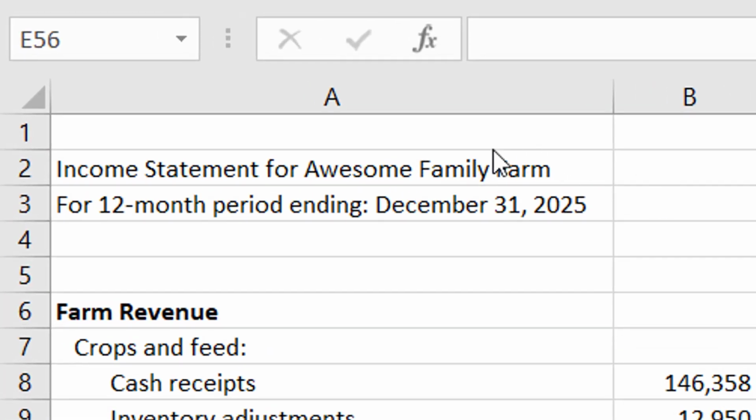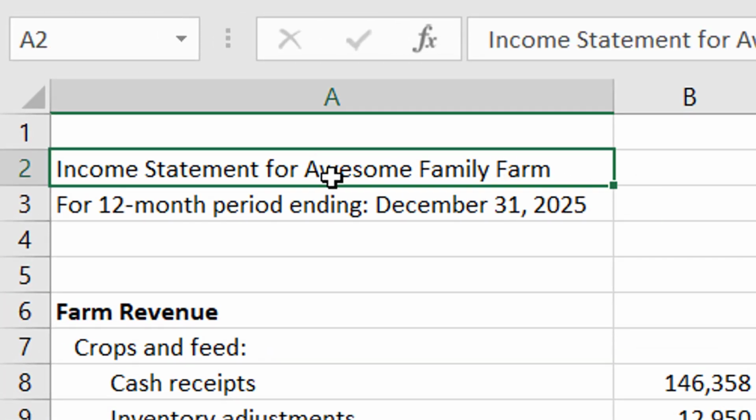We start off with a title. This is the income statement for an awesome family farm, and it is for the 12 months ending on December 31st, 2025. Once again, an income statement is always going to be a statement for an entire accounting period, in this case a year. And don't forget, we see these things going by different names.